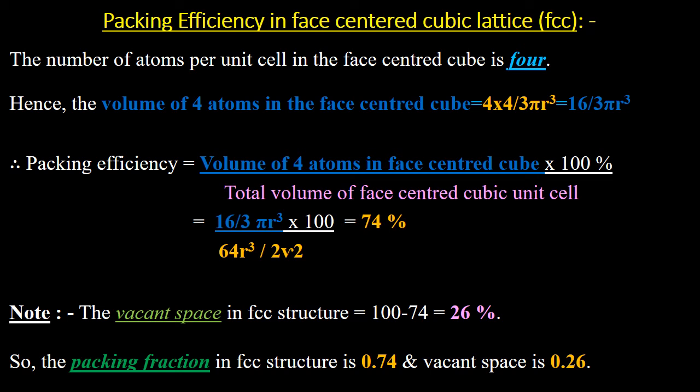On substituting the values, we get packing efficiency in FCC as 74%, and the vacant space in FCC structure is equal to 100 minus 74, that is 26%. So the packing fraction in FCC structure is 0.74 and the vacant space is 0.26.